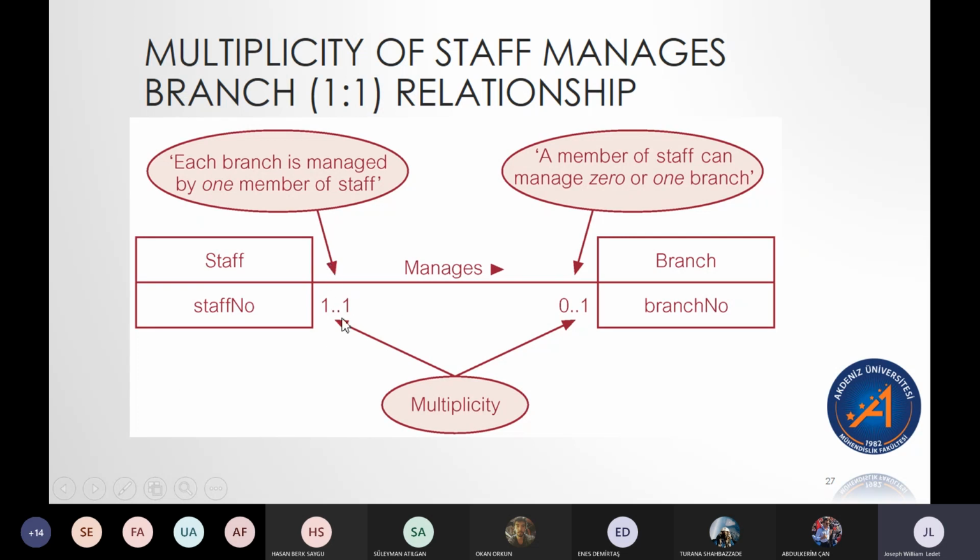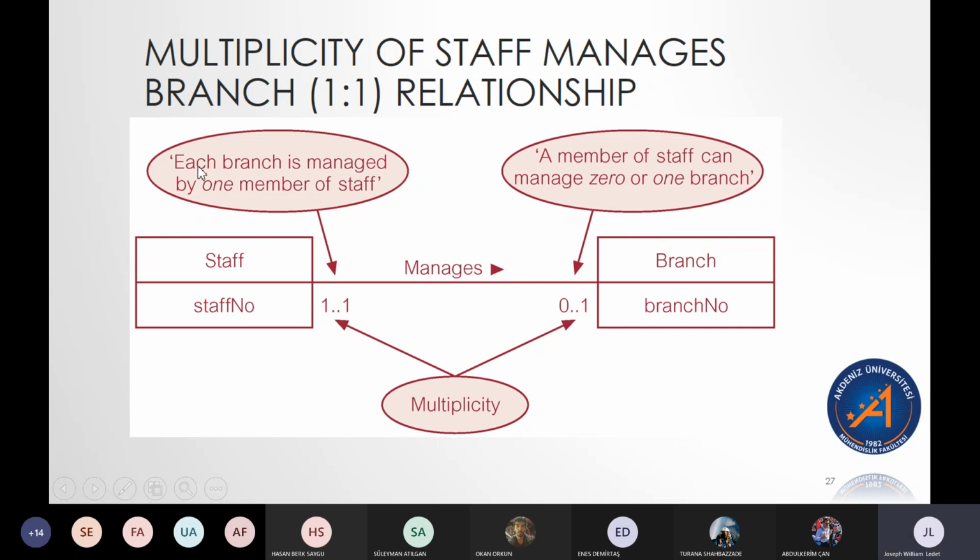But the way that we would read this is a one-to-one relationship. We call this a one-to-one because of the number on the right of these two. The number on the right is 1 here, it's 1 here, which means this is a one-to-one relationship. A staff is not required to manage a branch. That's what this 0 means. But a branch is required to have a manager. That's what this 1 means.